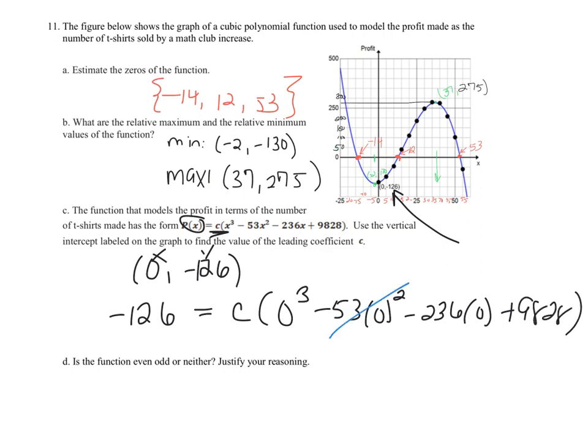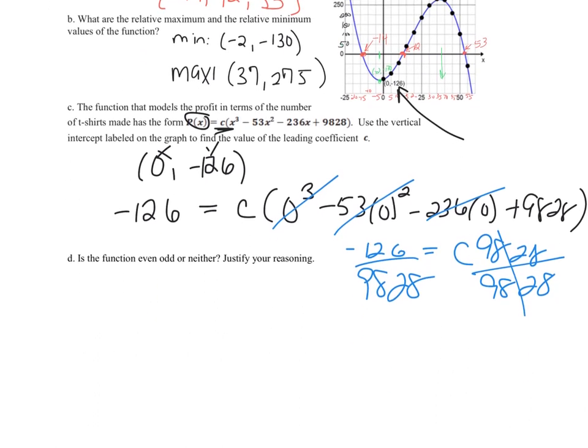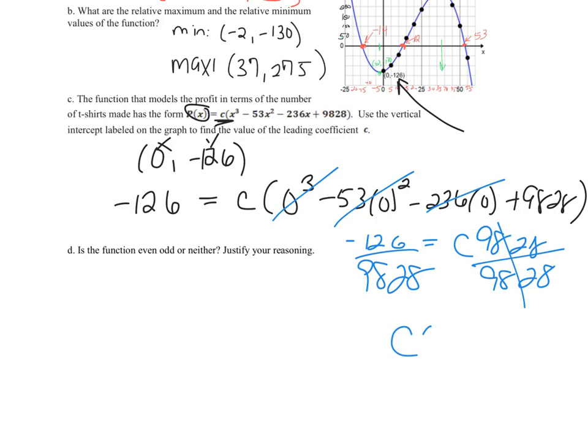These zeros don't really mean anything. They just kind of cancel out when you type them into the calculator. So you end up getting negative 126 equals C times 9828. Divide by 9828, and you'll get about negative 0.013 if you round.